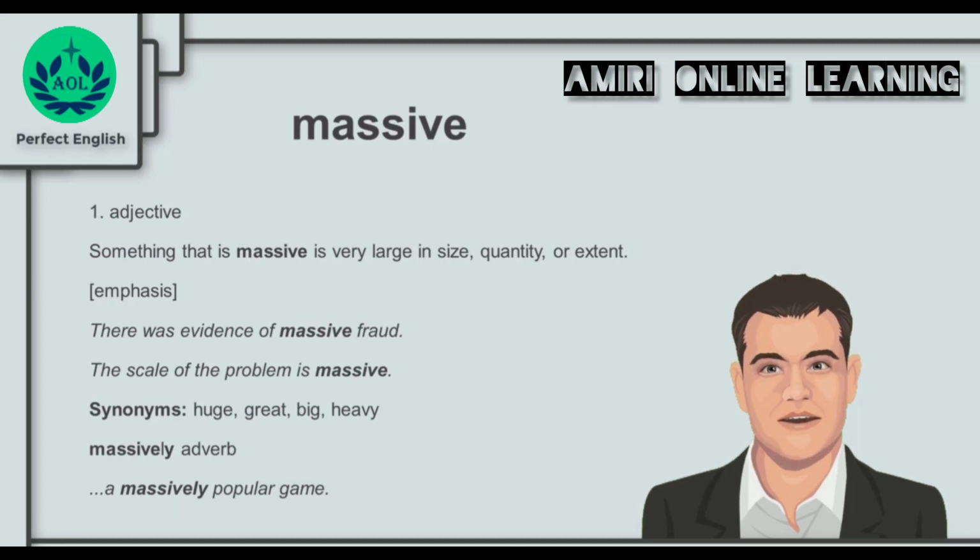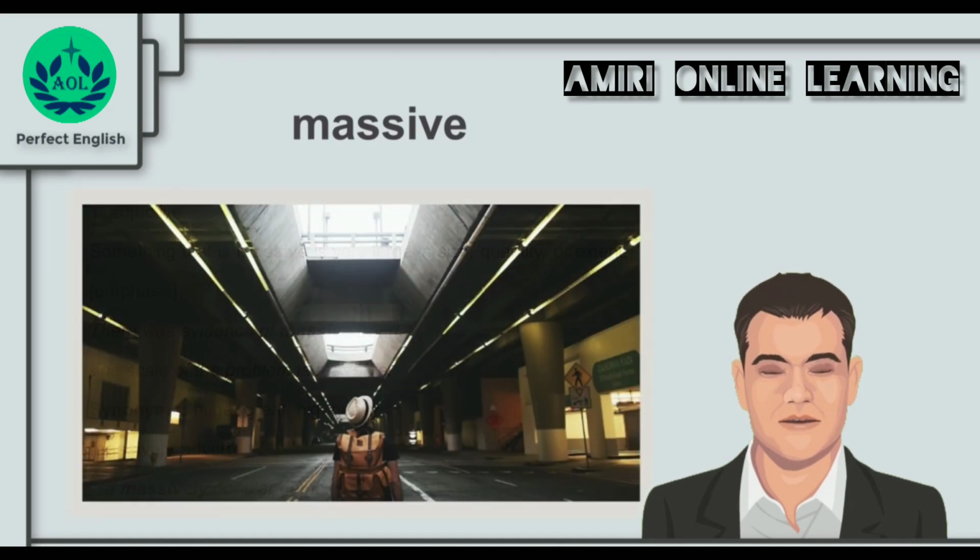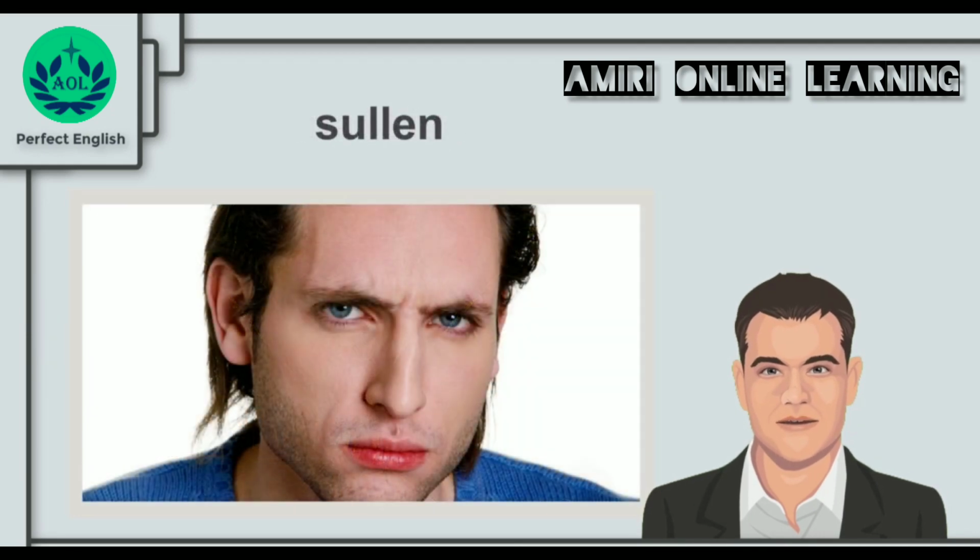And we can say massively as an adverb. For example, a massively popular game. So the next time you remember the picture of this man in this huge parking lot, remember the word massive and what it means. And now for the next keyword, sullen.